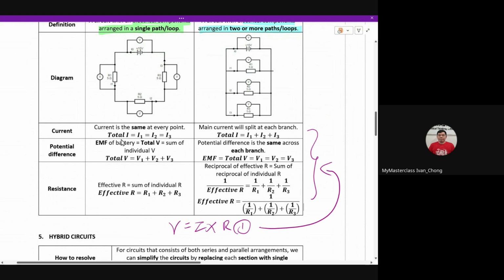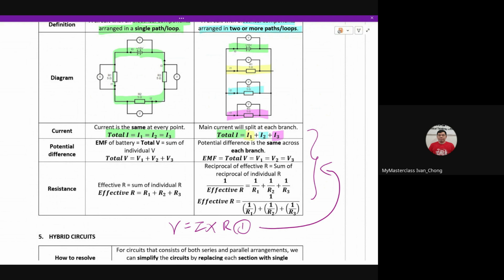So do take note, for series, total I means I1, I2, I3 are all the same, because if you were to draw the direction of your current, they'll all be the same. However, for parallel, the current will split into 3 parts. You have I1, I2, I3, so you can see your current, the green one, is the sum of I1, I2, and I3. So total I is I1 plus I2 plus I3. Whereas for your series circuit, they're all the same. Then for your total V, total V will be V1 plus V2 plus V3, whereas for parallel, they're going to be the same throughout.